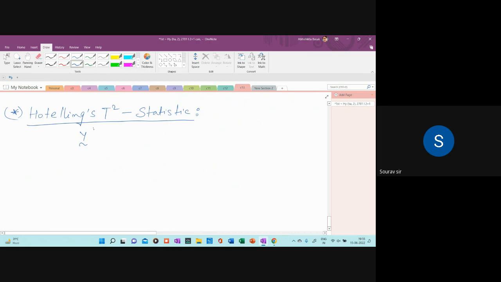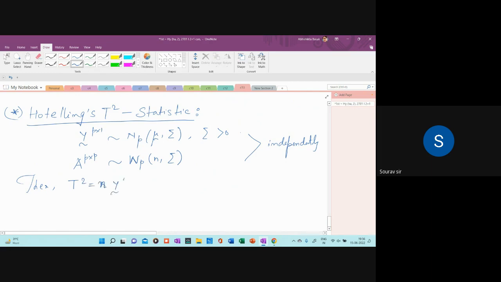It defines that if we have y curl, a p cross 1 vector, that follows a p-variate normal with mu curl and sigma, where sigma is positive definite. And also we have a matrix A of order p cross p which follows a Wishart distribution of n comma sigma independently. Then this T square, of the form small n into y curl transpose A inverse y curl, will follow T square prime p comma n comma lambda. This is called my non-central Hotelling's T square.